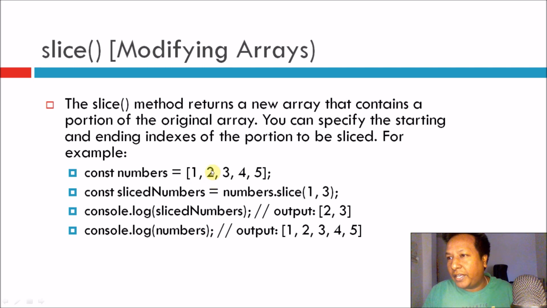At index 1 we have the value 2 in the array, and we have to move till index 3 but not including 3. If we see index 3, 0 1 2 3, the value at index 3 is 4, but we will not include 4 here in slice. So we will include 2 and 3. The output, slicedNumber, becomes 2 and 3, and the numbers array will remain 1 2 3 4 5. Why? Because slice doesn't change the original array. Okay, so this is clear.